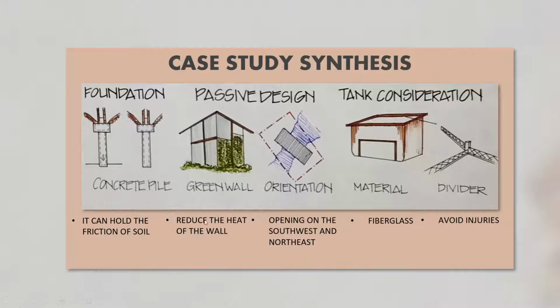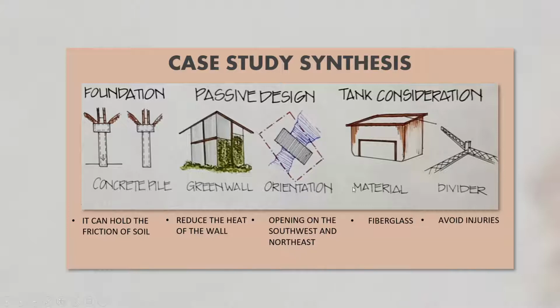And the second one is the passive design. By using a green wall, it can reduce the heat of the wall that is exposed to the sunlight, and orientate the building by having the opening on the southwest and northeast to avoid the direct sunlight.